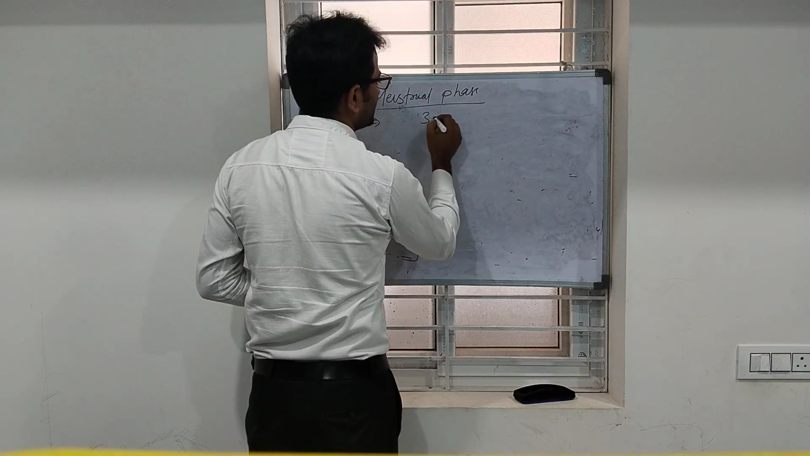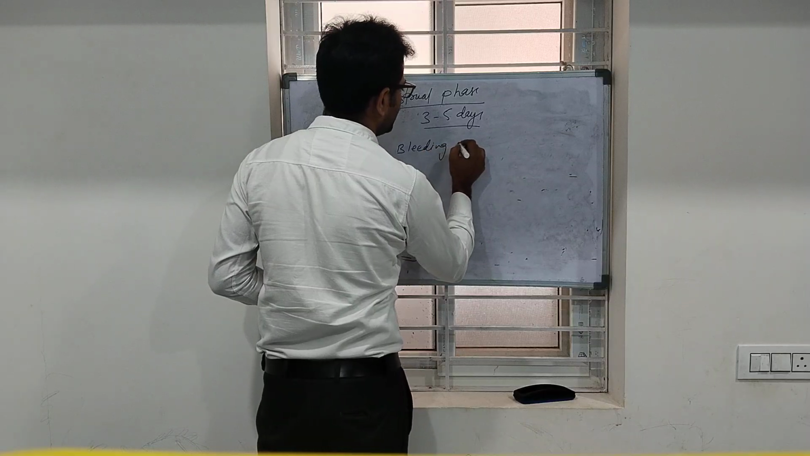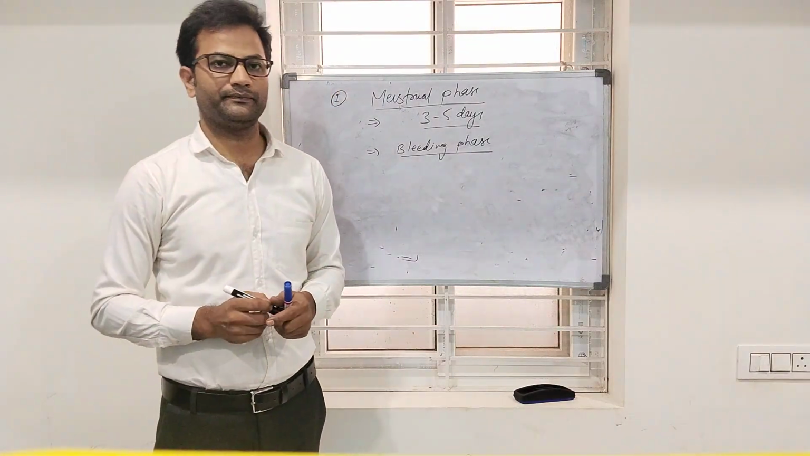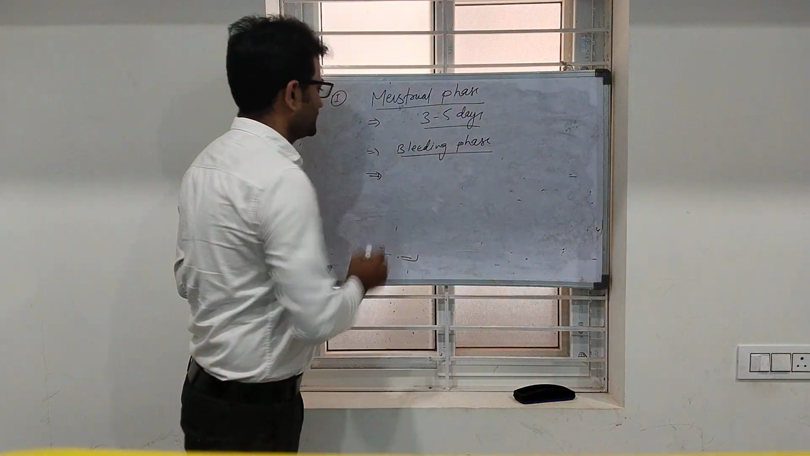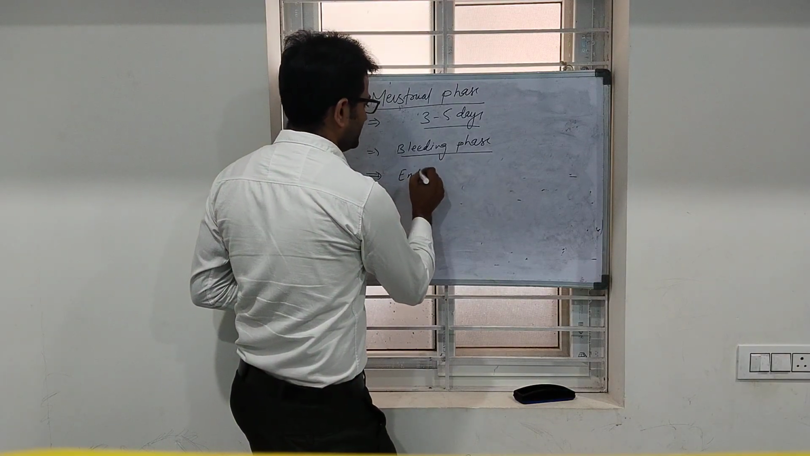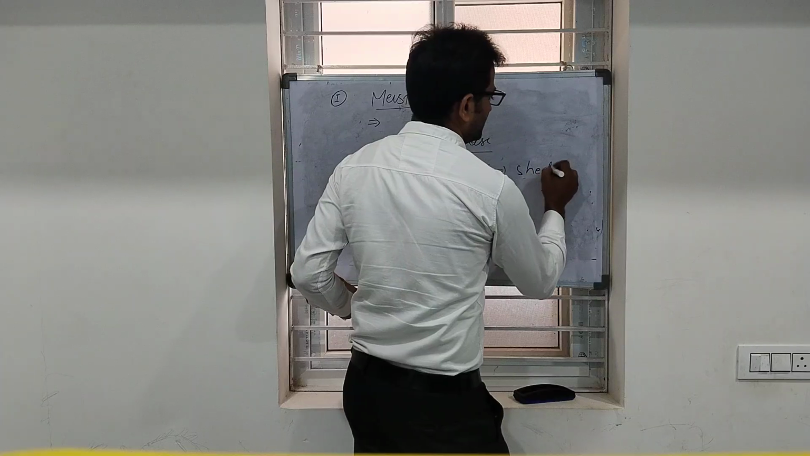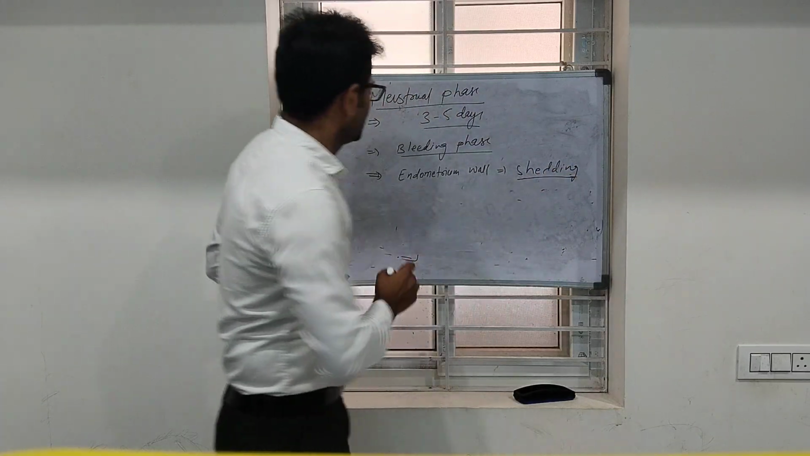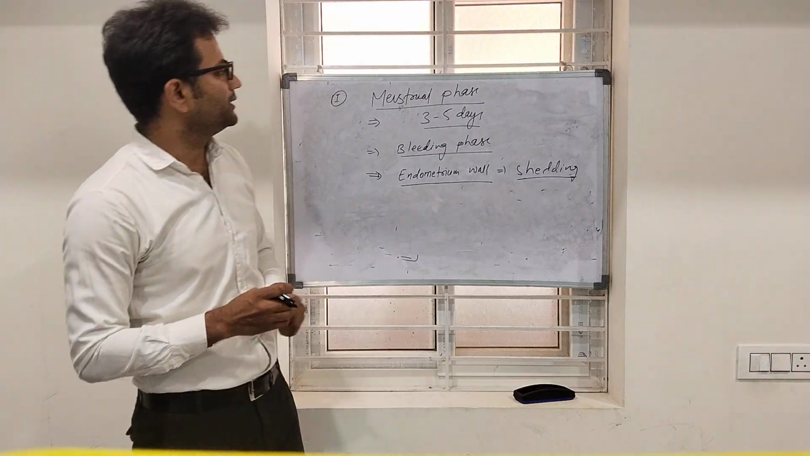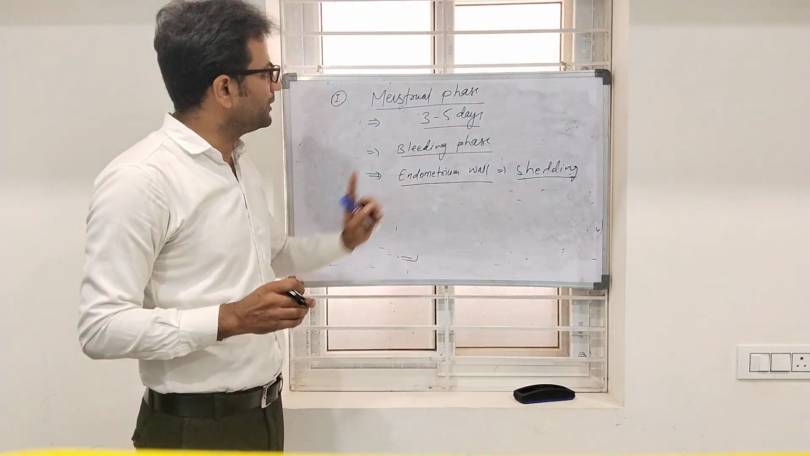In the menstrual phase, it lasts 3 to 5 days. Bleeding occurs, or you can say the bleeding phase. Bleeding occurs because of the shedding of the endometrium and rupturing of the blood vessels. So here you can say shedding of the endometrium wall, and the blood vessels of the endometrium also get ruptured. So bleeding occurs and the duration is 3 to 5 days. Around 30 to 50 ml of blood will move out from the female body.